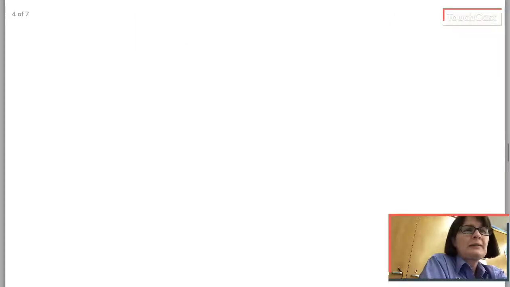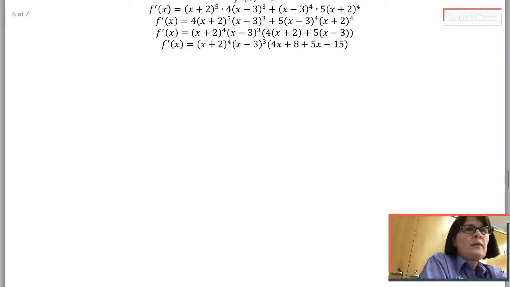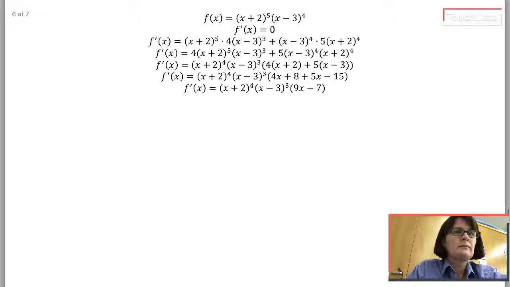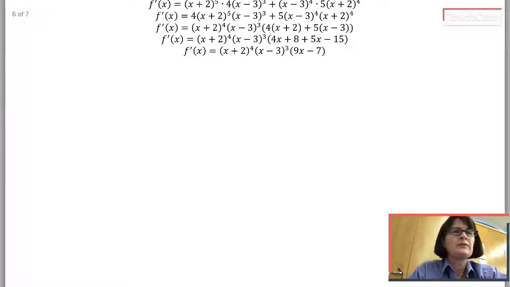So here's my next step. Inside those parentheses, I'm going to distribute that 4 times the x plus 2. I'm going to distribute the 5 with the x minus 3. You can see what I have here. I'm going to collect like terms, and here's what I'll have. Okay, so 9x minus 7.